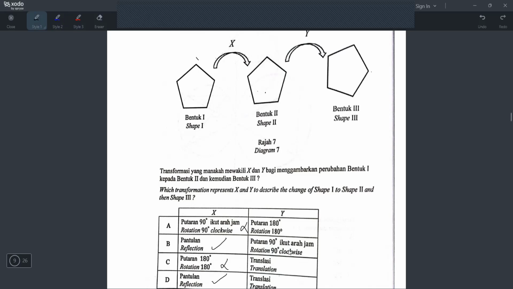B says Y is rotate 90 degrees. D is translation. So if you look at Y, can this be translation? I don't think so, because this one is already turned a little, right? So I think translation is wrong. So the only answer left is B. So yeah, the answer is B, because this is rotate 90 degrees.